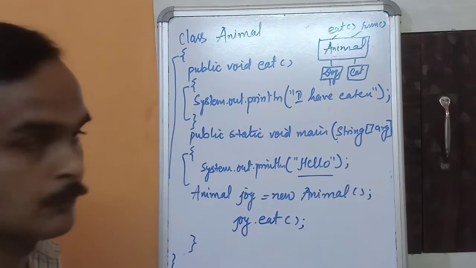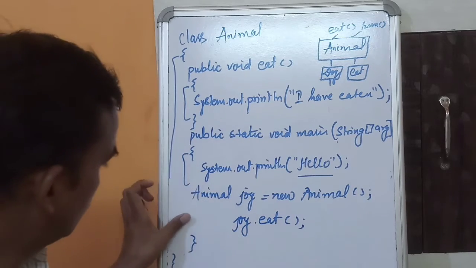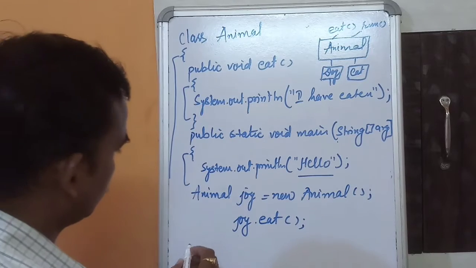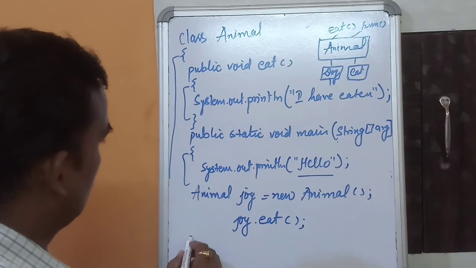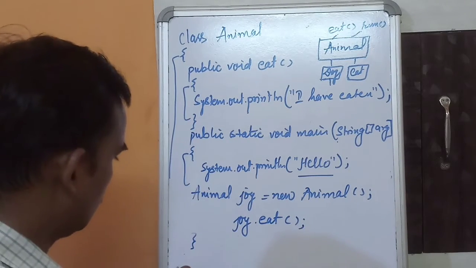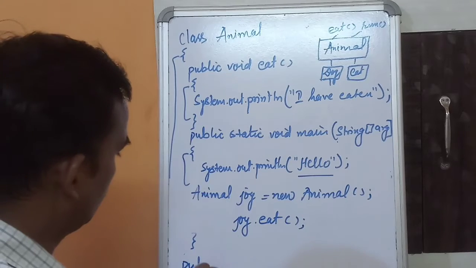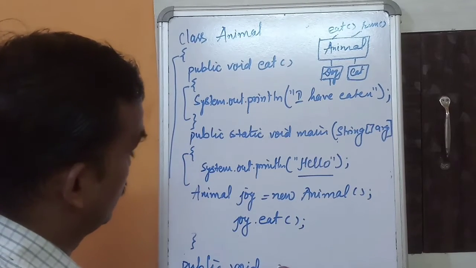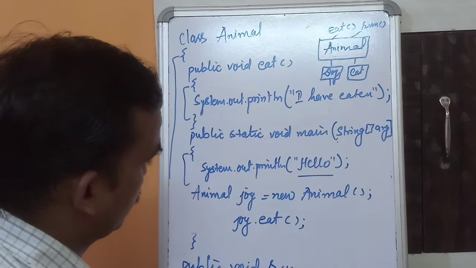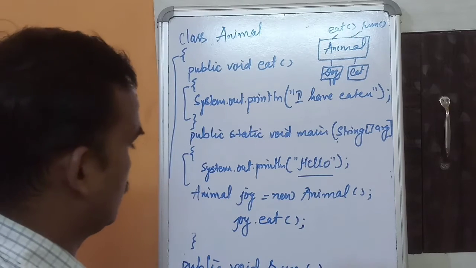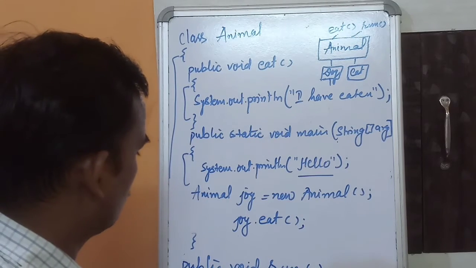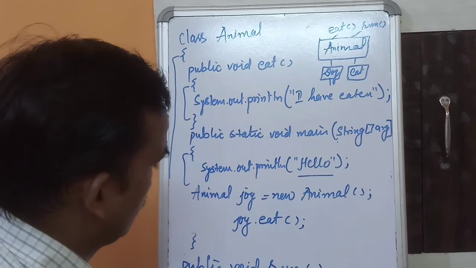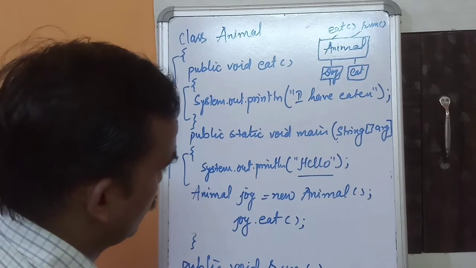Simple. Now if we have two methods in the same class, suppose here I am using a second method, that is public void run. In this method I am using System.out.println that I am not running.